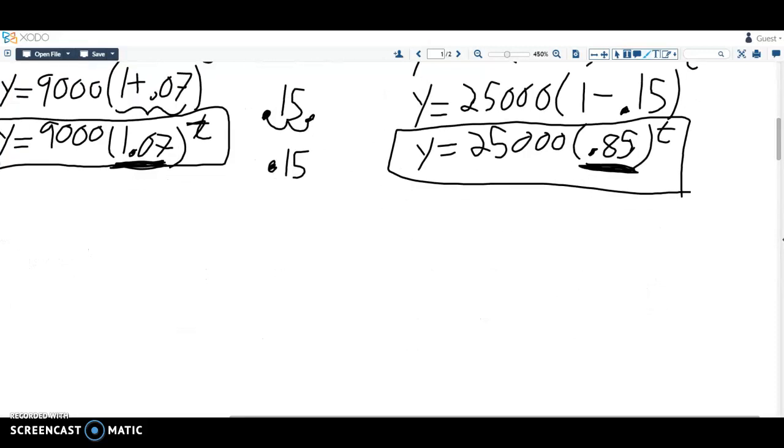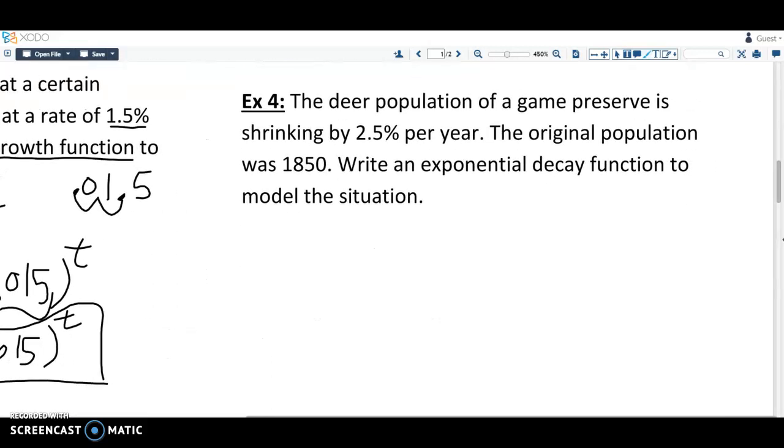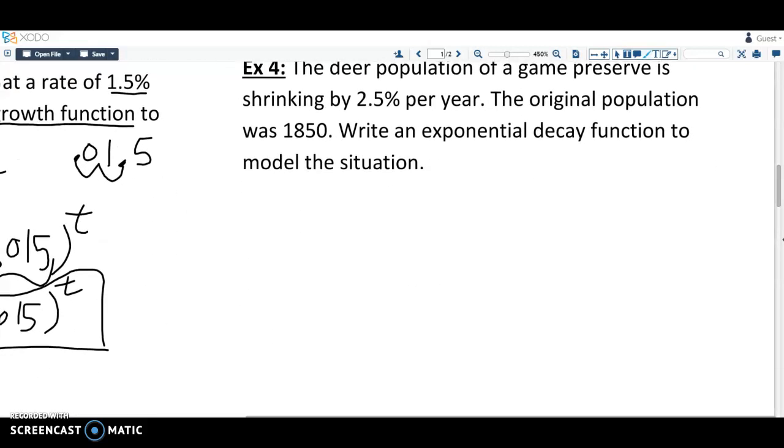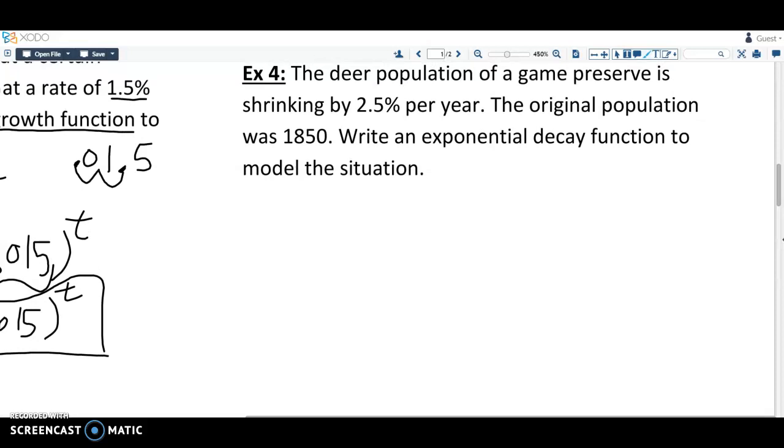So let's look at one more example, and then you can work on the assignments for this week. There are 2 of them. One of them is minor grade. The other is going to be a major grade. It's going to be a quiz. So example 4 says the deer population of a game preserve is shrinking. So these deer are dying off by 2.5% per year.